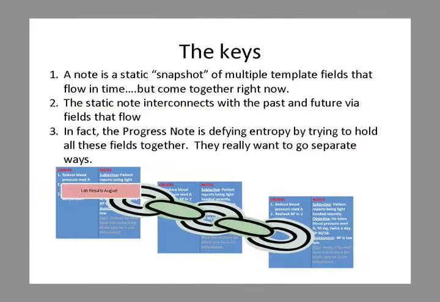So the keys of what we've talked about. A note is really just a static snapshot of a collection of template fields, those fields which flow in time, but it all comes together for the right now. The static note interconnects the past and the future. Some things in the past flow directly to the future.